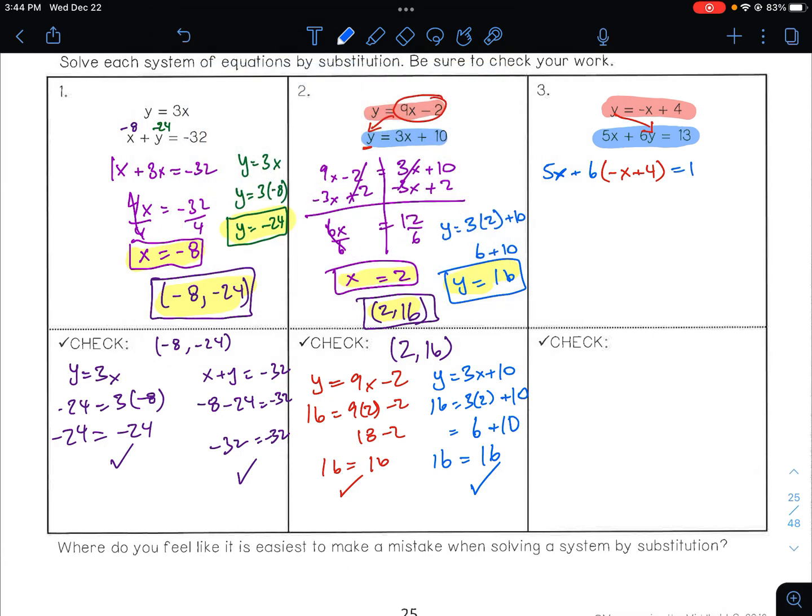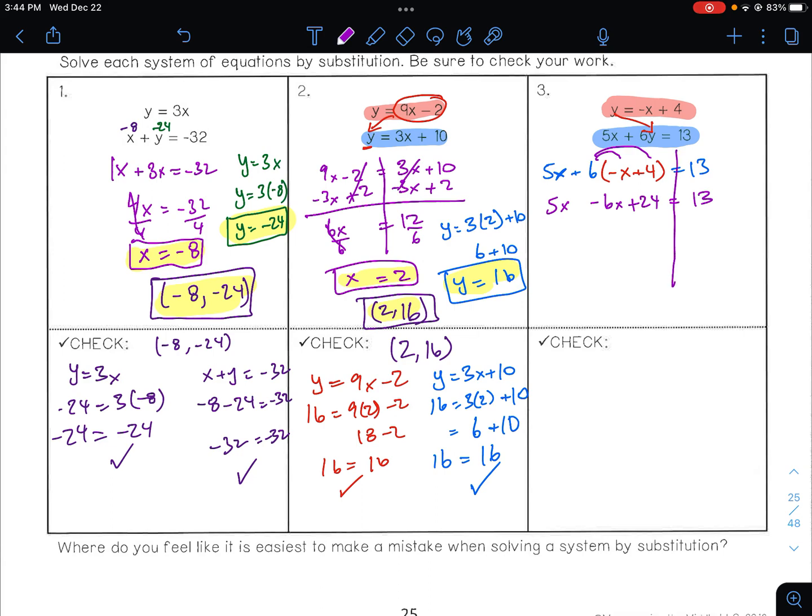And that's going to equal 13, right? So we said 5x right there plus 6y, and remember this y is getting substituted by this, equals 13. There it is. Now let's simplify this. How do I do that? Well, I can't combine negative x and positive 4. They're not like terms. So I am going to distribute. That is negative 6x, because 6 times negative x is negative 6x, and 6 times positive 4 is 24. Bring down the 5x, bring down the equal sign, bring down the 13.